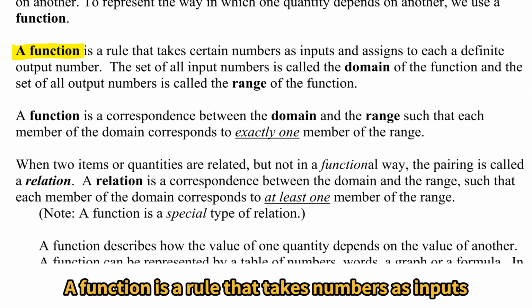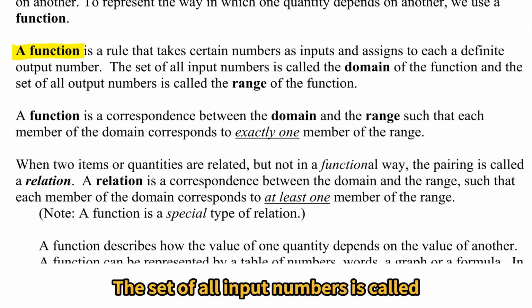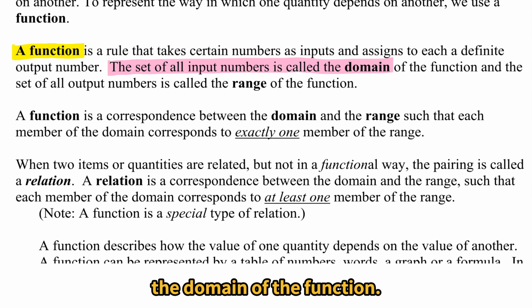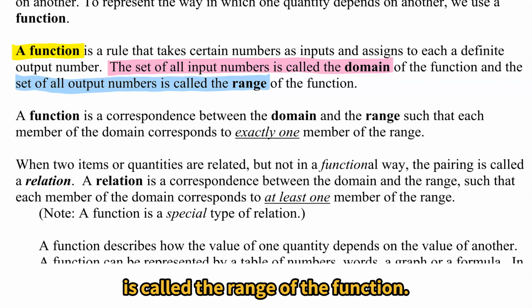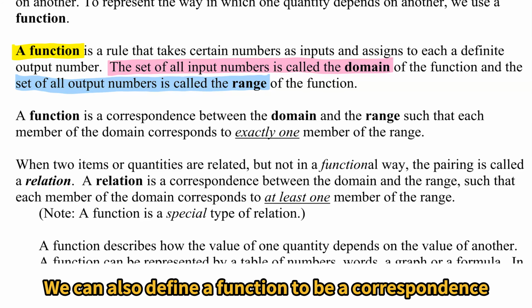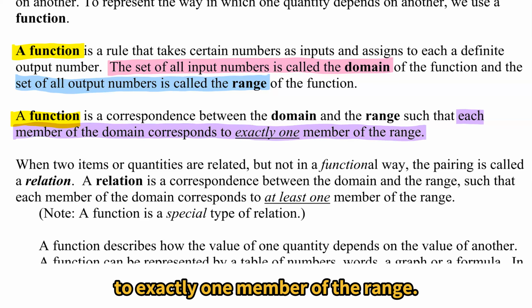A function is a rule that takes numbers as inputs and assigns to each a definite output number. The set of all input numbers is called the domain of the function, and the set of all output numbers is called the range of the function. We can also define a function to be a correspondence between the domain and the range, such that each member of the domain corresponds to exactly one member of the range.